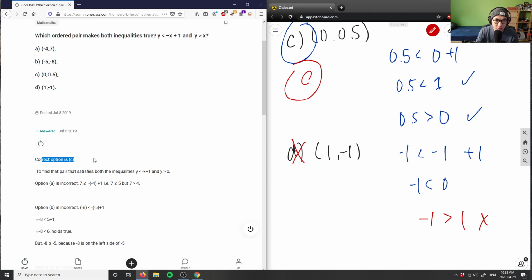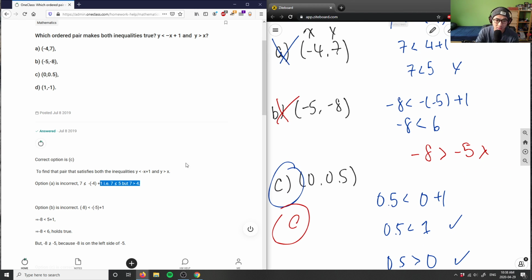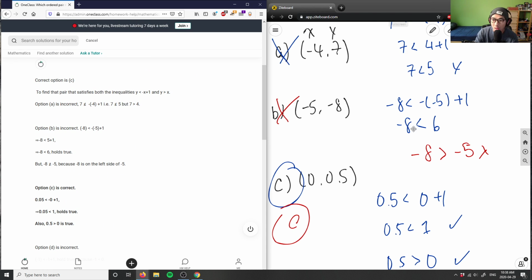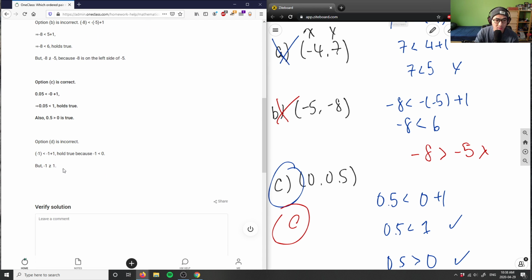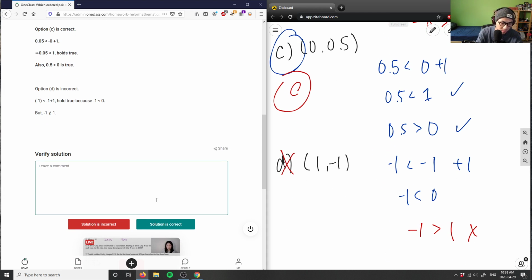And they got this as well. C is the correct answer. That's good. Let me just double check their work. So option A, they did this. That was correct. 7 is greater than 5, not less than 5. This holds true. That's good. But -8 is less than -5, not greater than -5. C is correct. And then D is incorrect because -1 is not greater than 1. So the solution here is correct. Great analysis here.